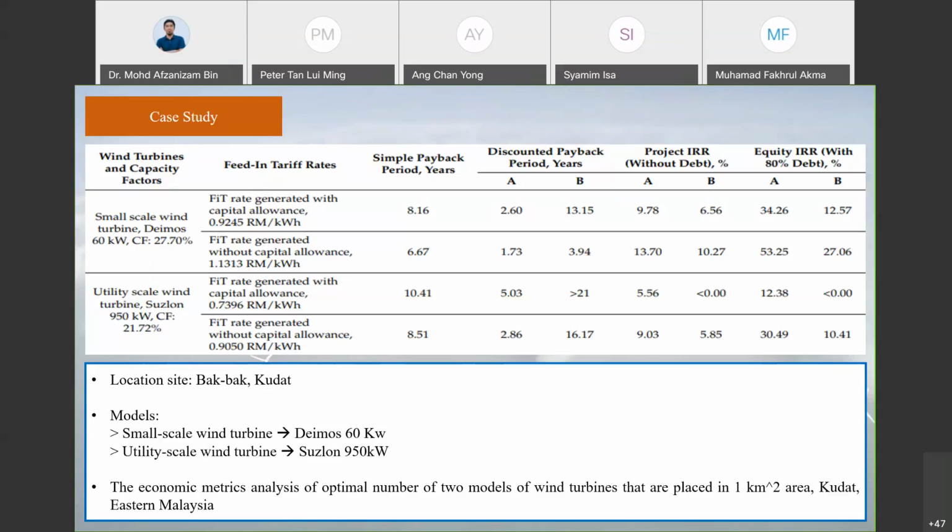From the table, the discounted payback period is defined by discounting the annual cash flow and considering the time value of money, but the simple payback period does not. This explains why the value of the discounted payback period is lower than the simple payback period. Also, the availability of capital allowance will increase the revenue in the early years of the period. But when the capital allowance is excluded in the cash flow, there is no additional revenue in the early years, and it will lengthen the discounted payback period.